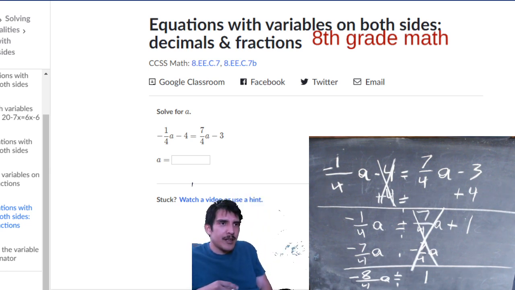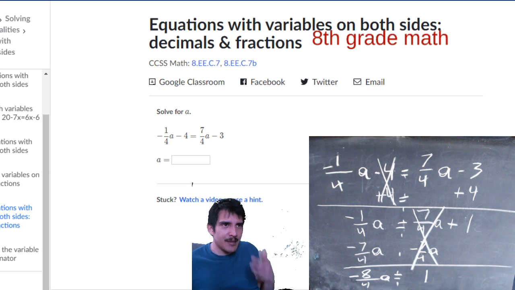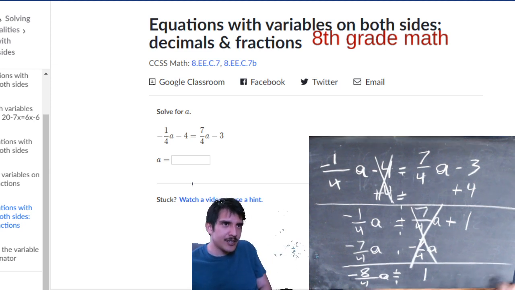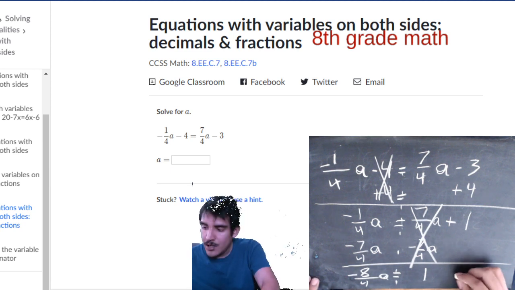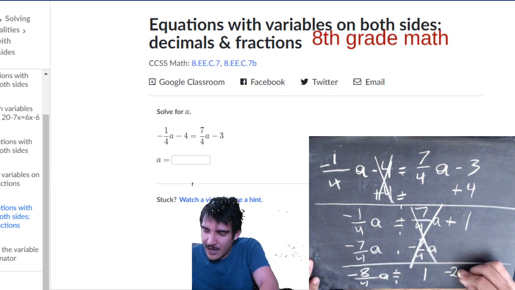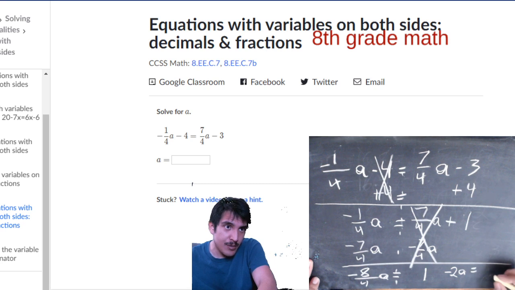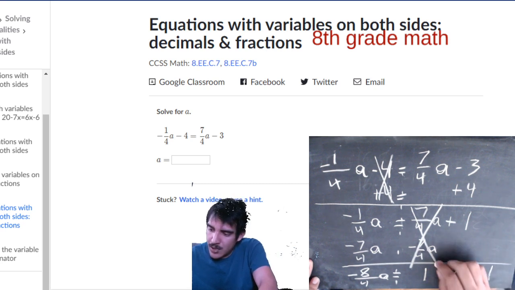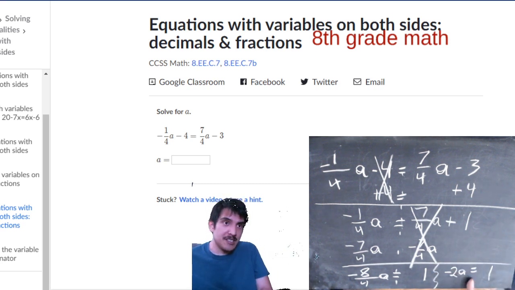Now real quick, negative 8/4, that can be simplified. I hate looking at this fraction when it's not simplified. Negative 8/4 is just negative 2. So we're just going to go negative 2a equals 1. Now this is not our final answer. We still have to get rid of this coefficient right here.